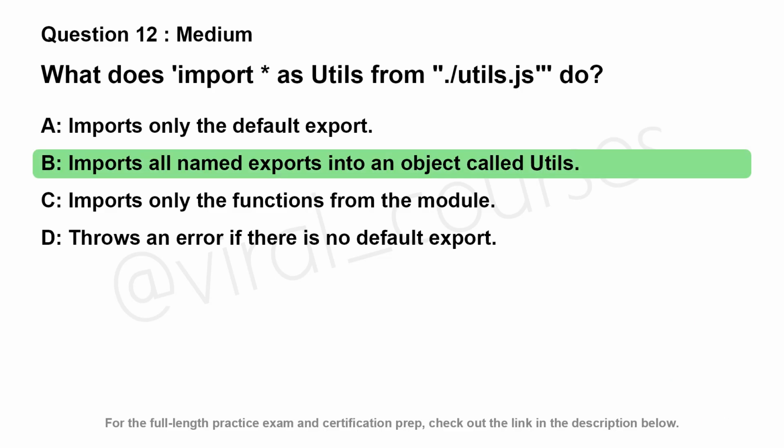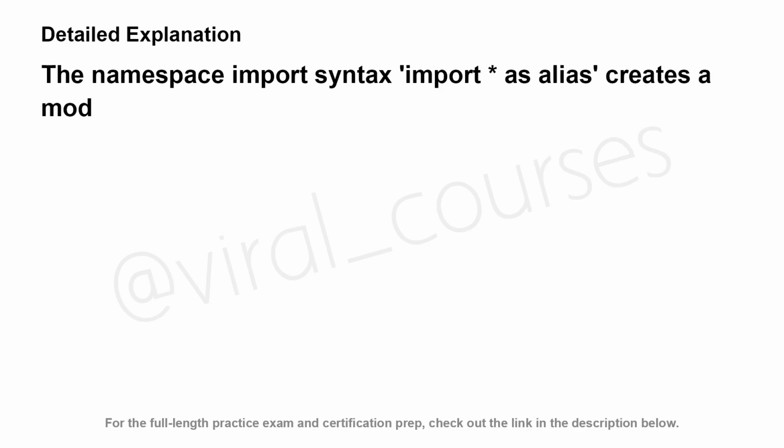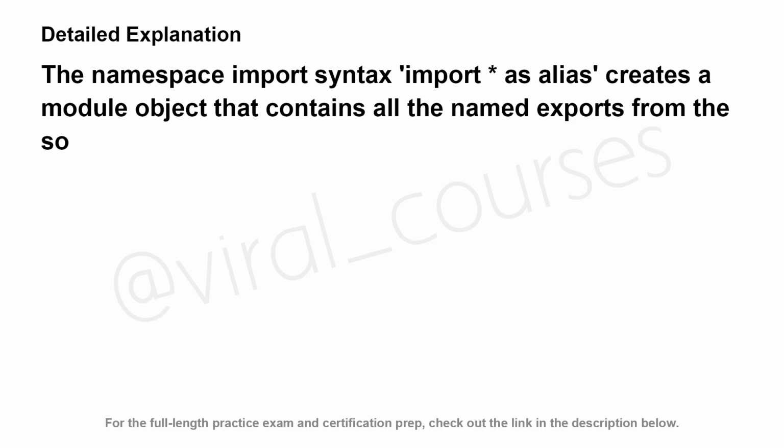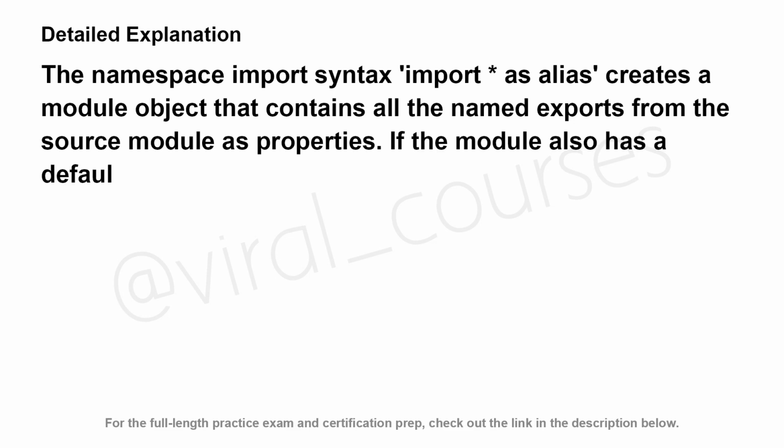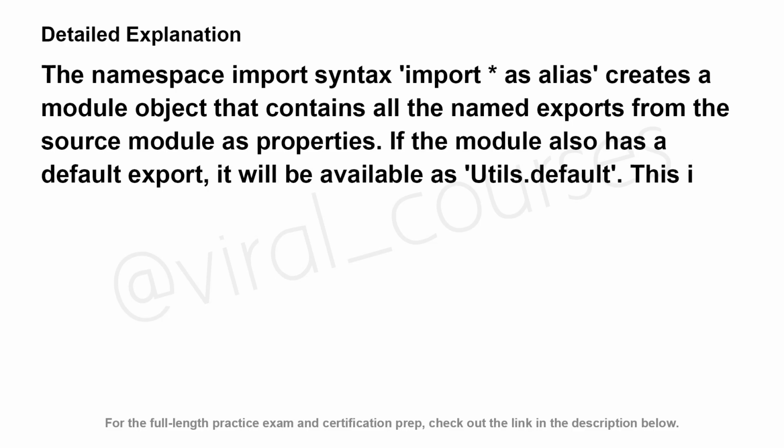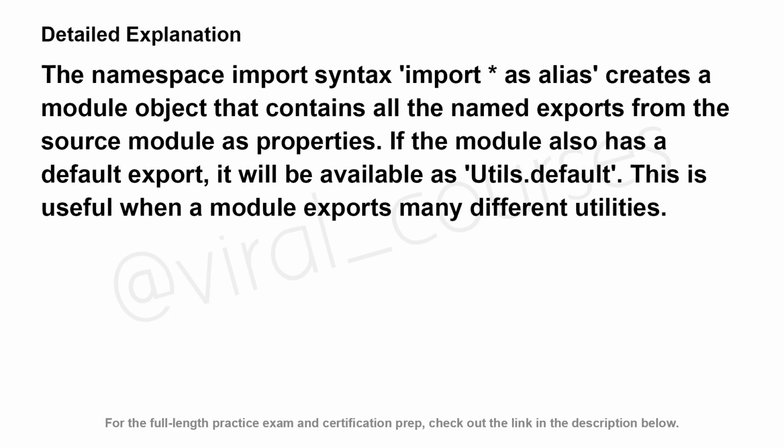The correct answer is B. The namespace import syntax, import * as alias, creates a module object that contains all the named exports from the source module as properties. If the module also has a default export, it will be available as utils.default. This is useful when a module exports many different utilities.